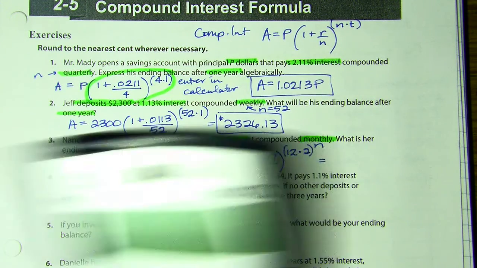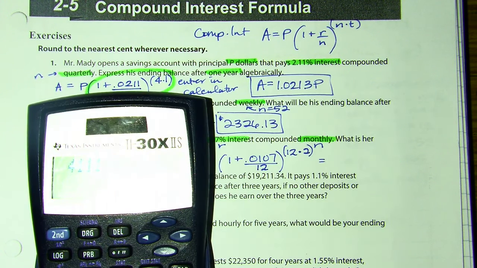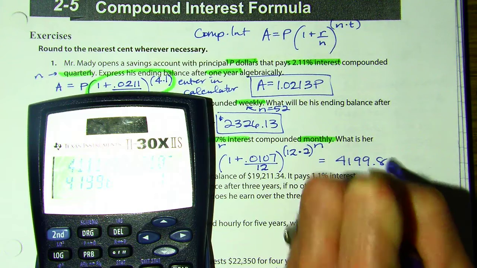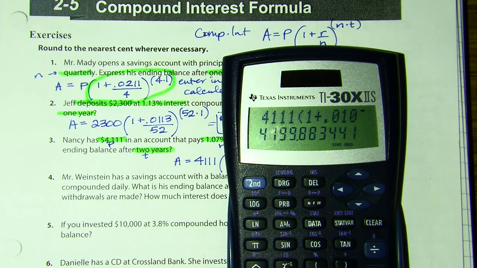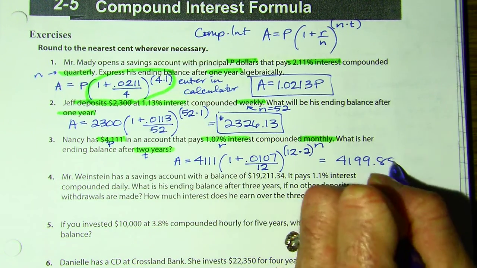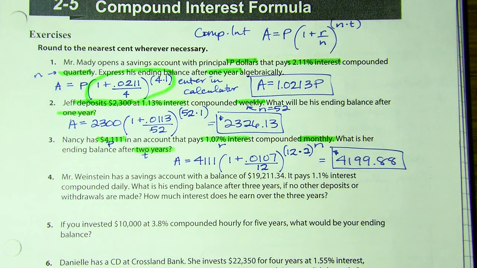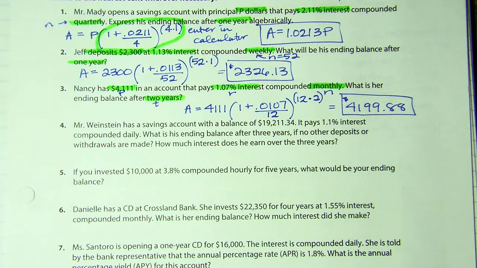So let's enter that in our calculator. 4123, parentheses, 1 plus our rate divided by, we're doing this monthly, to that 12 times 2 is 24. So I get $4,199. Can't really see that, huh? $4,199.88. Now, you can pause and then try number 4, try number 5, and then check your work with me, okay?